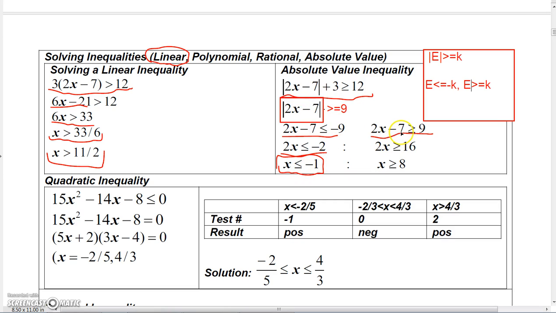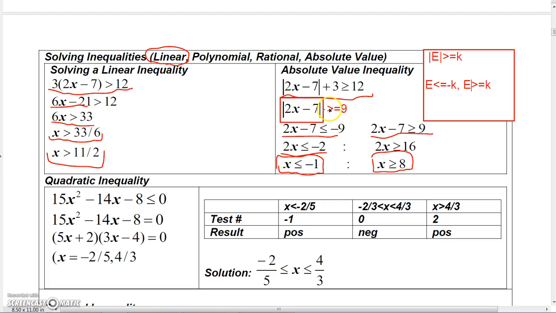So all values less than or equal to negative 1 will satisfy this inequality. Let's see what the other set is. Here, if I add 7 to both sides, I get 2x is greater than or equal to 16, and then divide both sides by 2, I get x is greater than or equal to 8. So there's two sets of solutions: all values less than or equal to negative 1 plus all values greater than or equal to 8. Actually that's a union of two sets. So again, two sets of solutions.